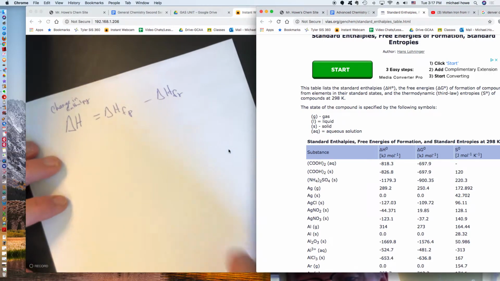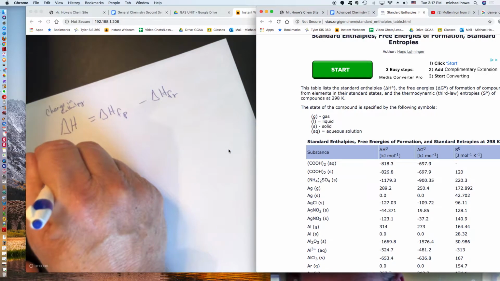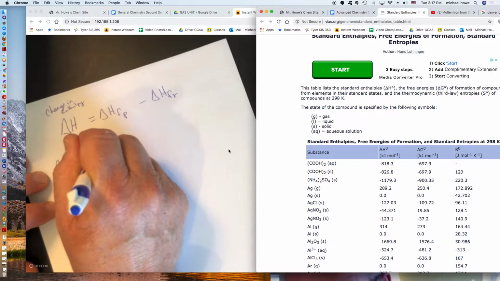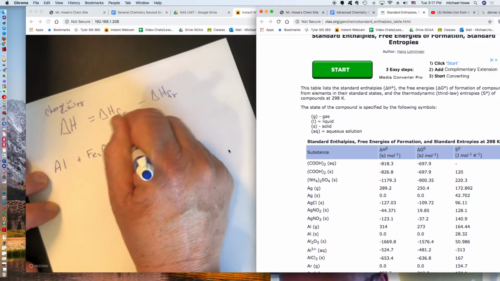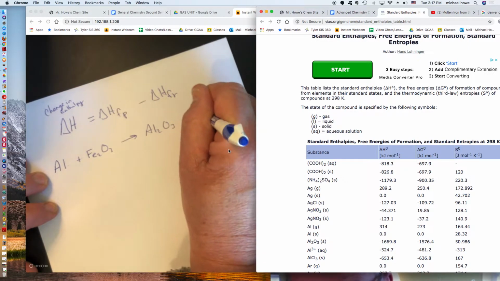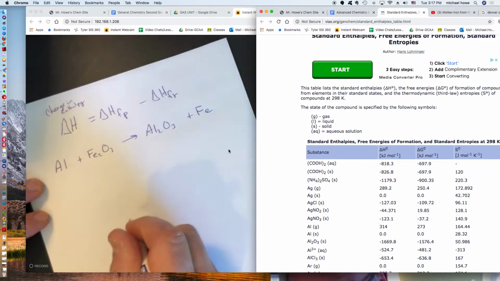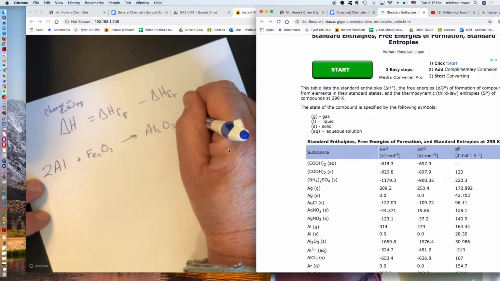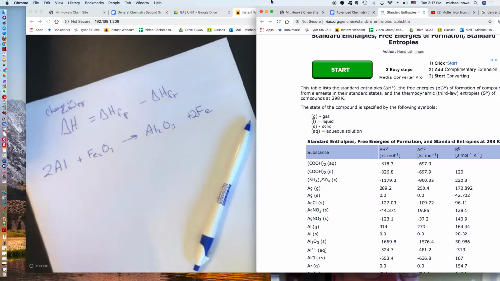So let's look at an example. This is a famous example: aluminum metal plus iron oxide will create aluminum oxide and iron. This is a famous reaction in chemistry. It's called the thermite reaction. Thought I'd just show you really quickly what it looks like.